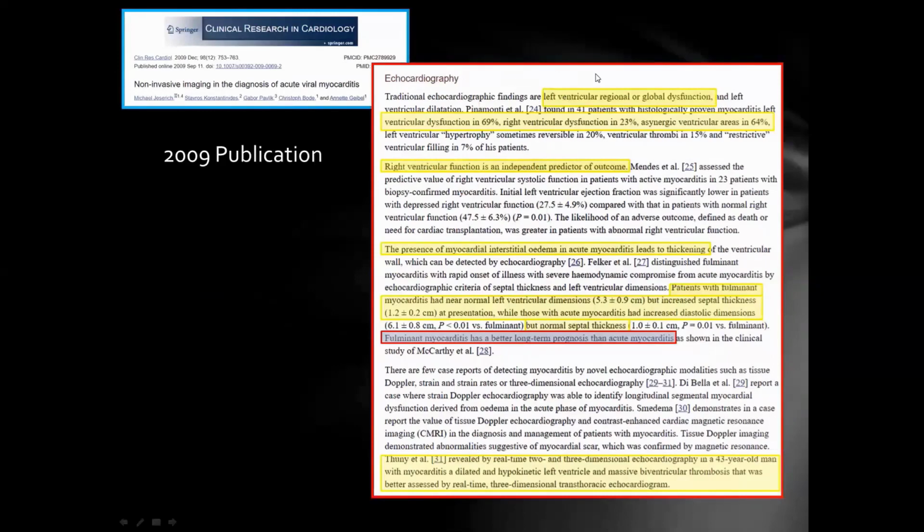We're going to look mostly for left ventricular regional or global dysfunction, as we mentioned. In one of the studies they mentioned here, left ventricular dysfunction was present in 69%, right ventricular dysfunction in 23%, and what we call asymmetric or asynergic ventricular regions of dysfunction in 64%, which is relatively high, actually. The right ventricular function is an independent predictor of outcome.